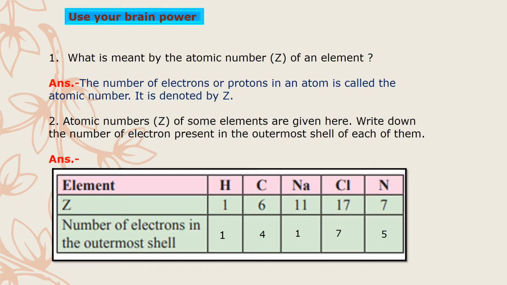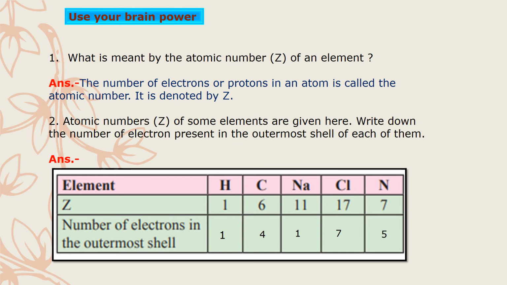What is meant by atomic number Z of an element? The number of electrons or protons in an atom is called the atomic number and it is denoted by Z. So atomic numbers of some elements are given here. Write down the number of electrons present in the outermost shell of each of them. The elements are H, carbon, sodium, chlorine and nitrogen. The atomic number of hydrogen is 1, carbon is 6, sodium is 11, chlorine is 17 and nitrogen is 7.